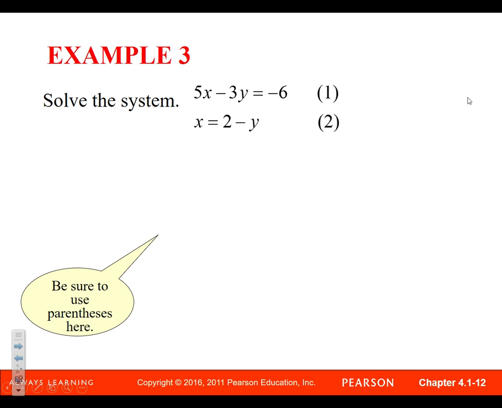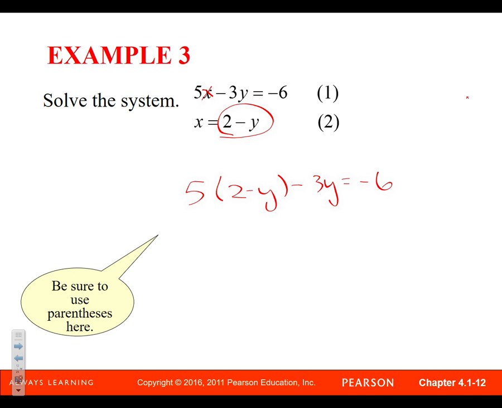Take a look, examine the equations. Look at the second equation. The second equation is telling you what x equals, doesn't it? What does x equal? 2 minus y. Isn't this an x? So what does that x equal? 2 minus y. So 5 times 2 minus y, minus 3y, is equal to negative 6.